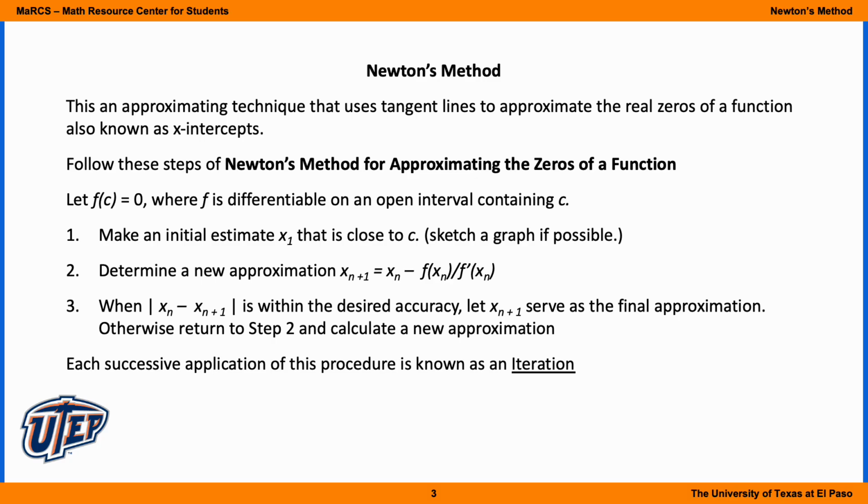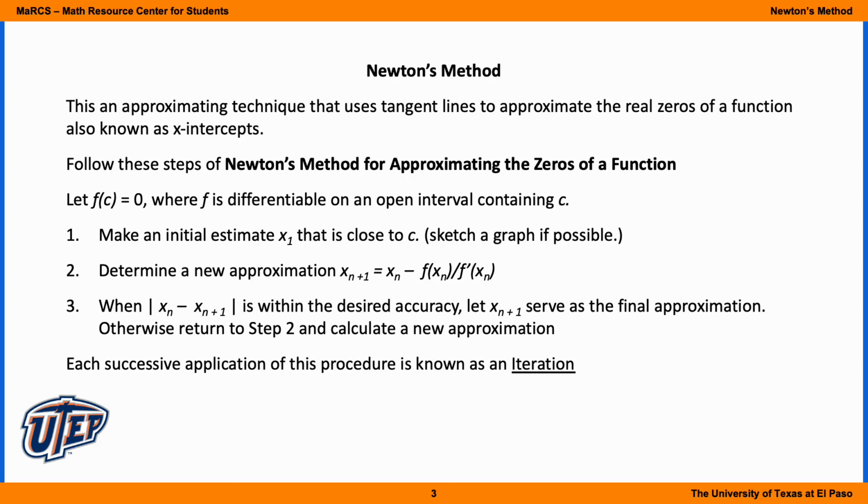So we'll follow these steps of Newton's method for approximating the zeros of a function. We let f evaluated at c be equal to 0, where f is differentiable on an open interval containing the point c. Our first step is to make an initial estimate x1 that is close to c, and we can sketch a graph if possible. Our next step is to determine a new approximation, xn plus 1. This will be equal to the previous approximation, xn, minus the function evaluated at xn, so f of xn, divided by the first derivative evaluated at xn, so f prime of xn.